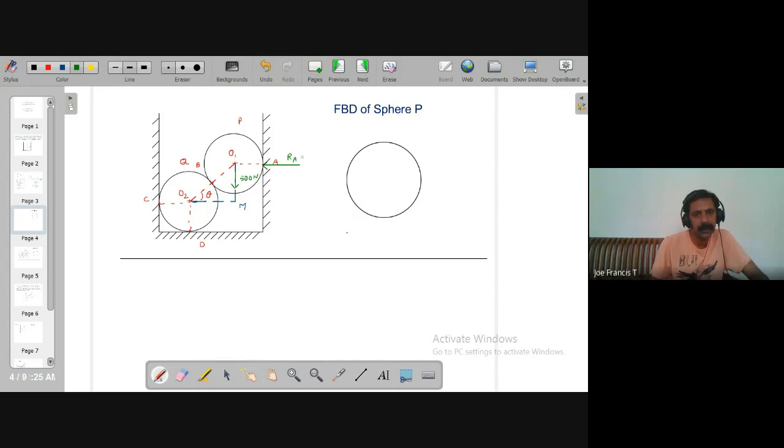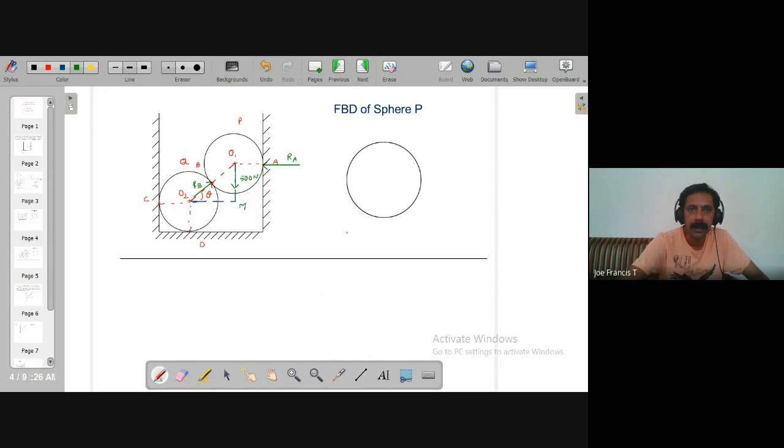The third force is the reaction offered by sphere Q. If you consider sphere P, sphere Q is its support. So Q will be offering a reaction to sphere P along this line O1 O2, that is denoted as RB. So these are the three forces acting on the sphere P. Once you identify these forces, you can mark them on the free body diagram.